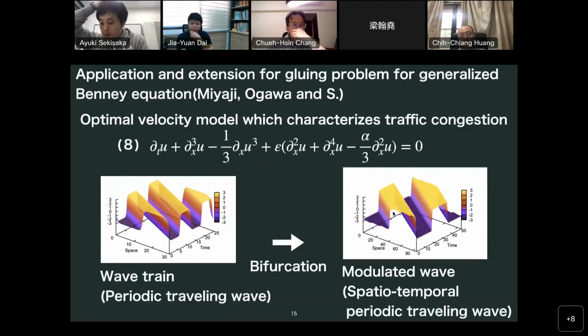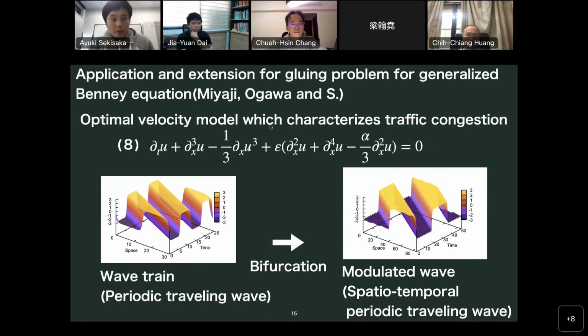So based on this idea, we introduce an example of determining the stability, and in particular the instability, of periodic traveling waves for some equation. This is a collaboration with Miyaji, now at Kyoto University, and Toshiyuki Ogawa, Meiji University, and this is the result of that collaboration.